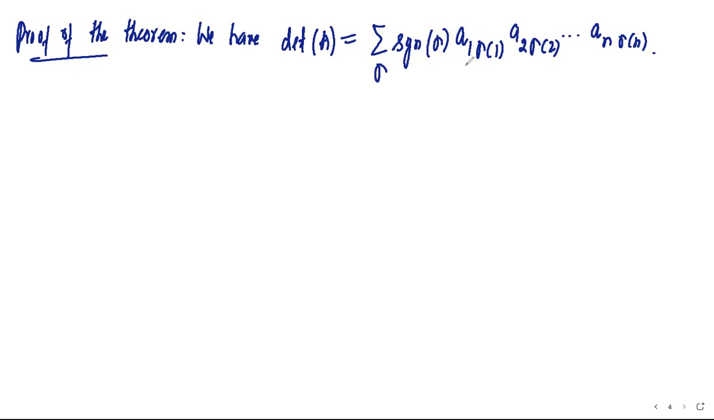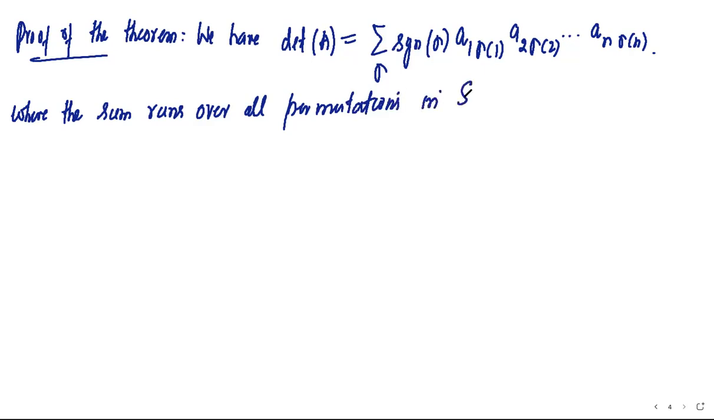So this comes from the definition of a determinant, where the summation runs over all permutations in Sn, the symmetric group of degree n. All permutations in Sn on the vertex set 1, 2, up to n. Now let's choose some non-identity permutation in this Sn, and let's try to compute what is the signum of that permutation in terms of the elementary subgraphs.